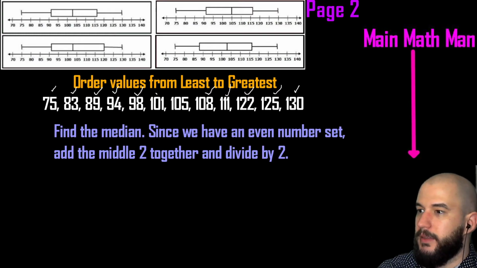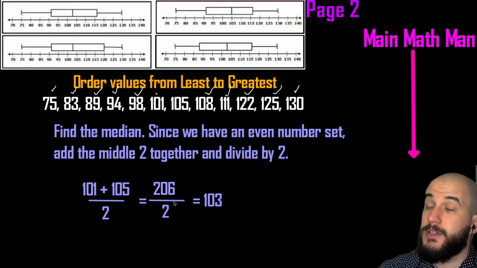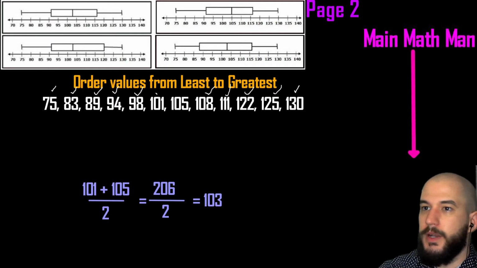Well, we take those and add those two together, divide by 2, and so we end up with 206 divided by 2. So we're going to say right in the middle of that is 103. So that's going to be our median.